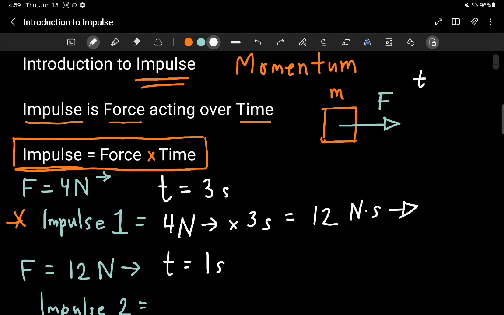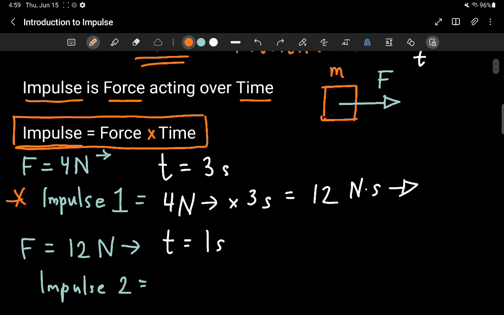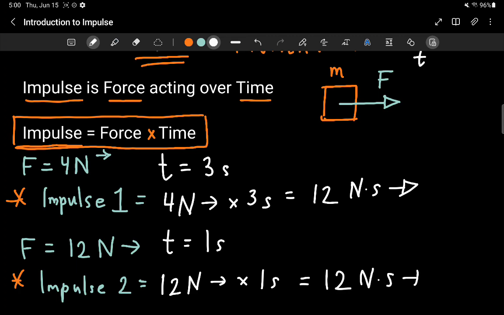That's impulse number 1. I'm going to say that there is another impulse by a different force acting for a different amount of time. Impulse number 2, if we calculate it, it's 12 newtons, so it's a stronger force acting towards the right, and it only acts for 1 second. It doesn't get to act for very long, but it is stronger. And you can see that this actually calculates out to the very same amount of impulse, including the direction. The direction is also towards the right.